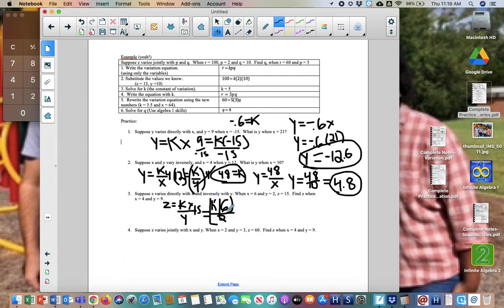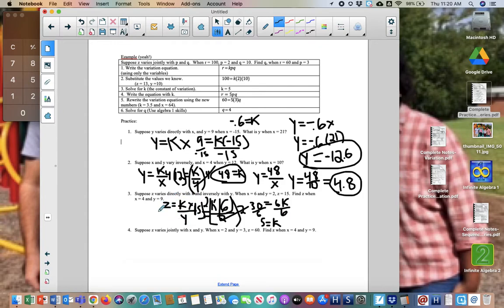All right, so I'm going to multiply by 2. 15 times 2 gives me 30. And then over here it's canceled, so I just get 6 times k. So I'm going to divide both sides by 6. When I do that, 30 divided by 6 is 5. So I get k equals 5. All right, so again, that's not our goal. That's not what we're trying to find, unless it just asks what the constant is.